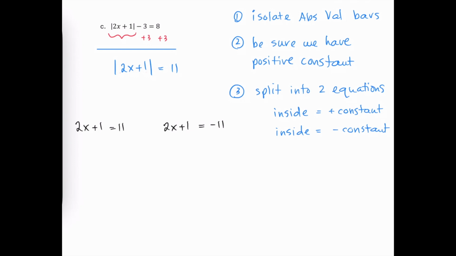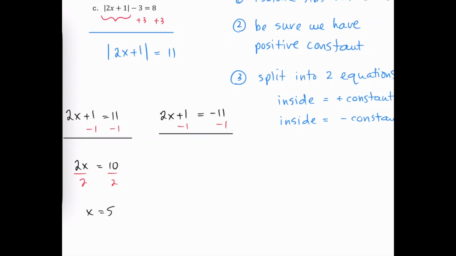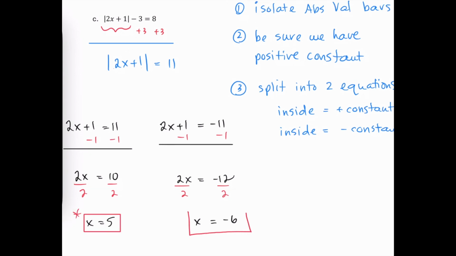And now we'll solve each of these equations individually by subtracting 1 from both sides. Let's do it in both equations. So on this equation, we get 2x is equal to 10, and when we divide both sides by 2, we get x is equal to 5. And in this equation, we get 2x is equal to negative 12, and when we divide both sides by 2, we get x is equal to negative 6. And both of these solutions would check back into the original and make a true statement.